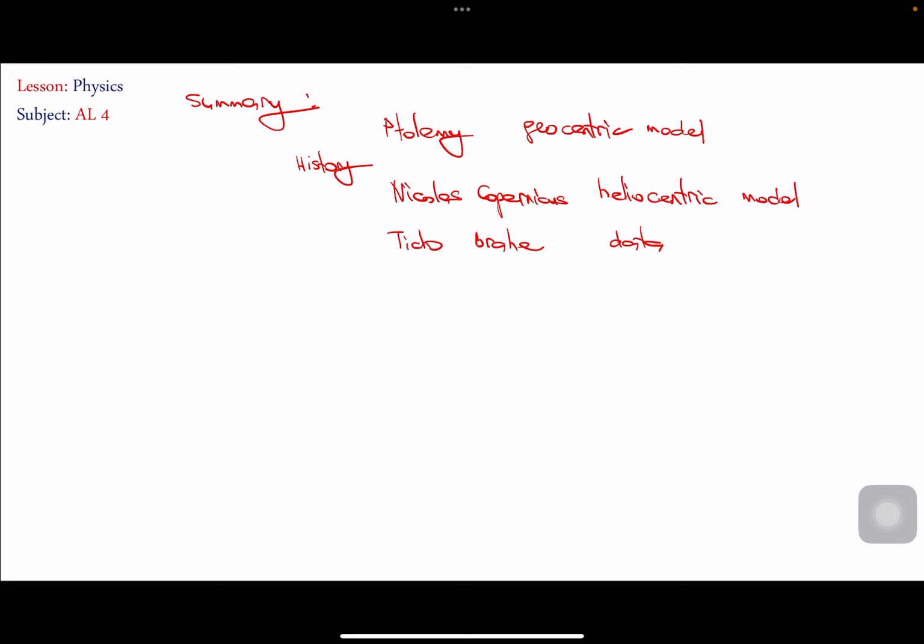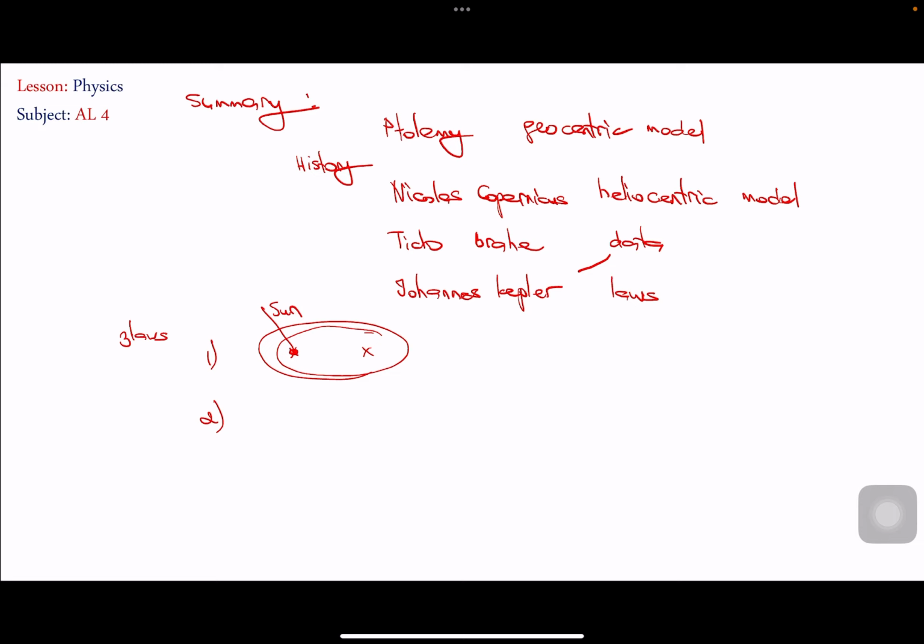But his student, Johannes Kepler, used all his data and made some laws. There were three laws. The first was that all planets are moving in elliptical orbits at one of the foci of which the sun is placed. The second law tells us that the areas swept out in the same time intervals are equal. If delta T1 equals delta T2, then the areas will be the same.